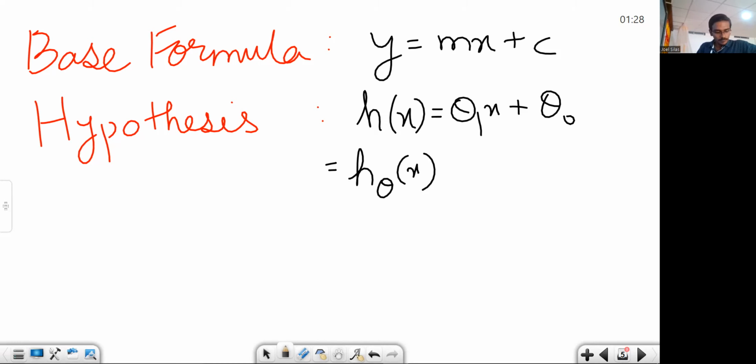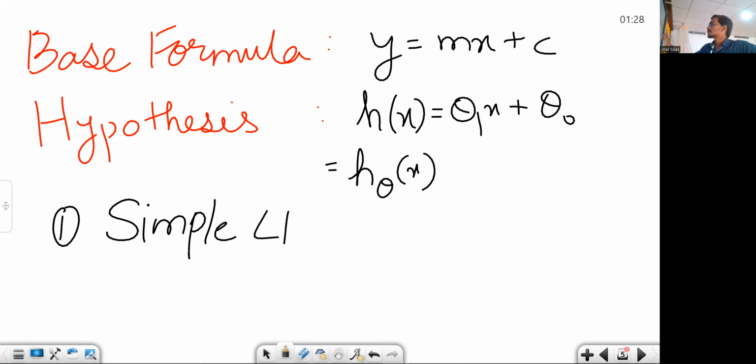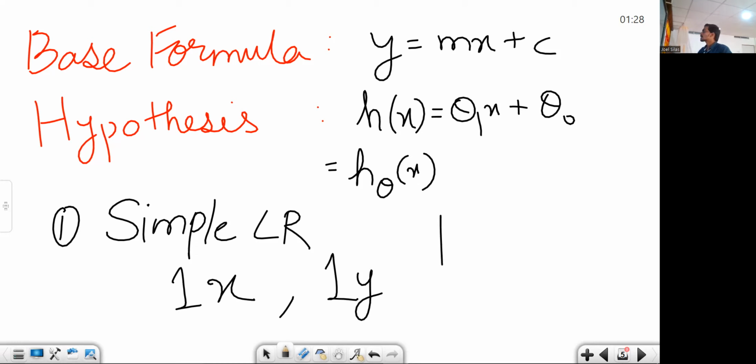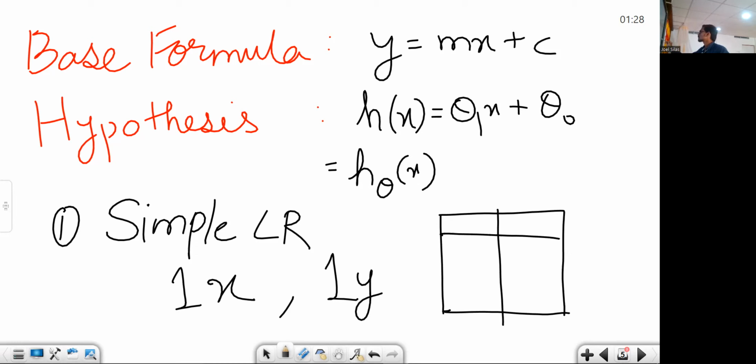Now, we will first see what is simple linear regression. Simple linear regression means you will have one feature and one label. So in your training data set, for simple linear regression, you will have to consider only two columns. One is the output column and one is the input column. That is the feature and the label.